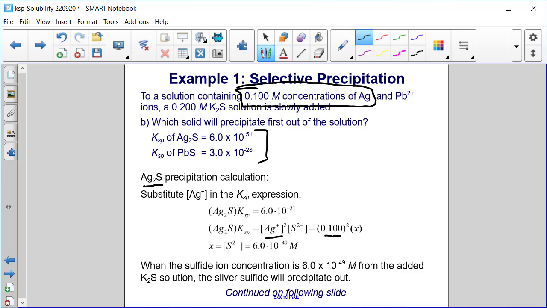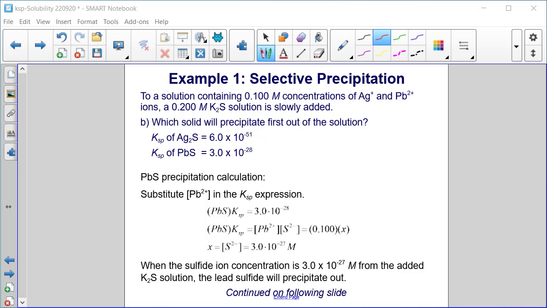Solve for X, keeping in mind that X is the sulfide ion concentration. And I get 6.0 times 10 to the minus 49 molar. When the sulfide ion concentration is 6.0 times 10 to the minus 49 molar from the added potassium sulfide solution, then the solid silver sulfide will precipitate out.